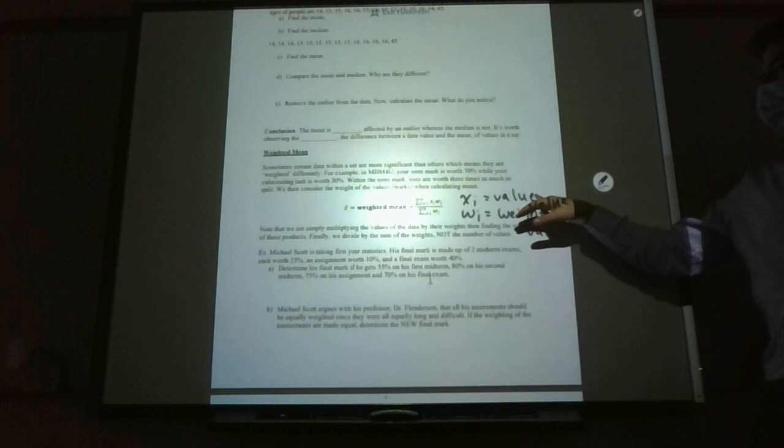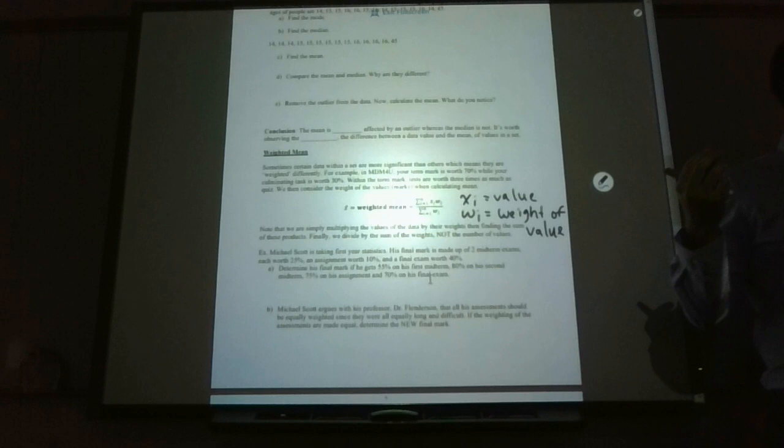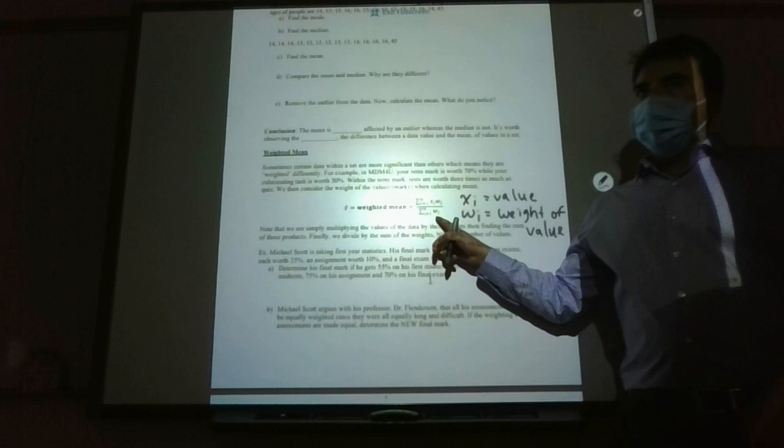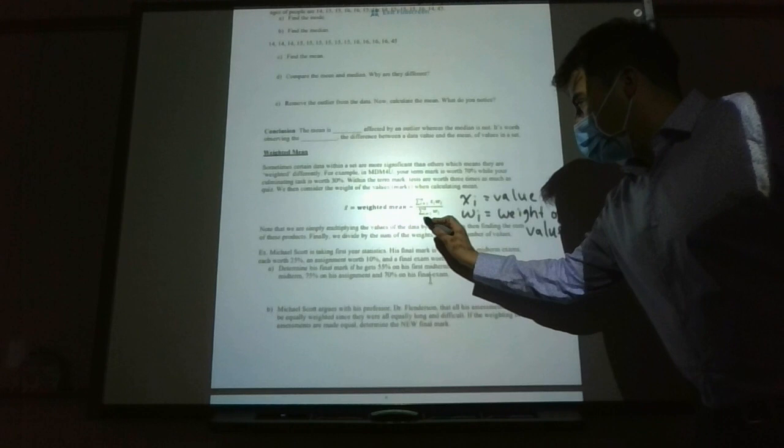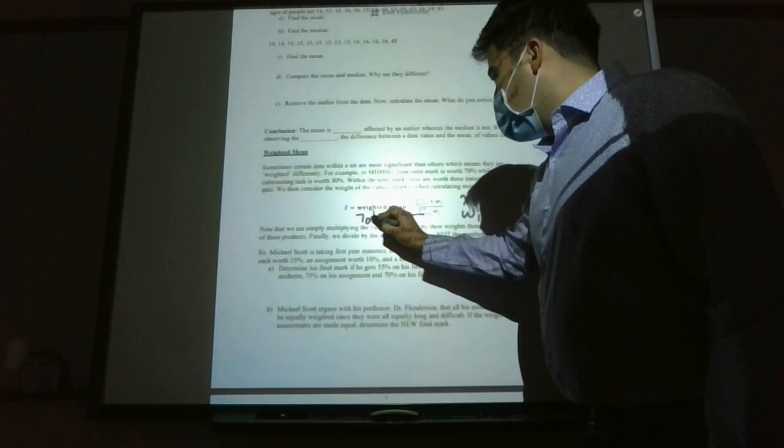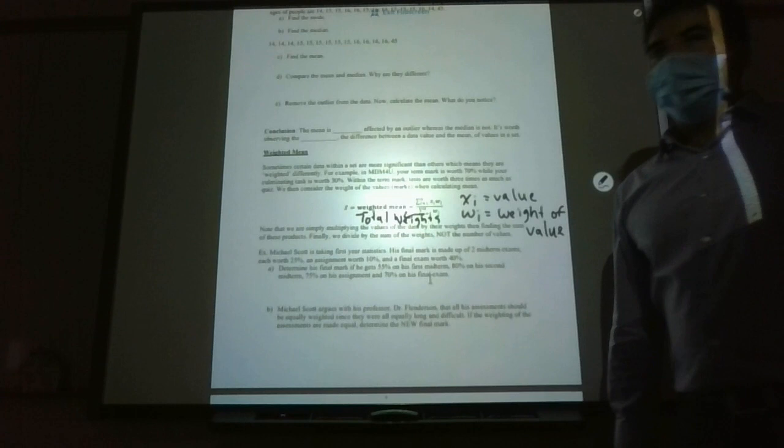Okay, so basically the rule of thumb here: take the weight, multiply by the value, and then add them all up. So it's not really that different, you still add up all the values. The other difference when you're done is that instead of dividing by the number of values that you have, you divide by the total amount of the weights. So this is what this value is saying at the bottom here. It's the total weights. When you take all the weights together and add them up, that's what you divide by.